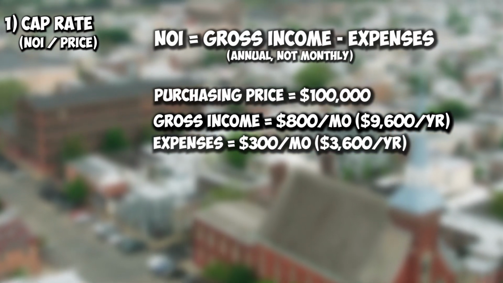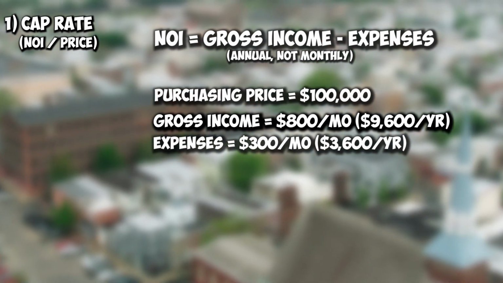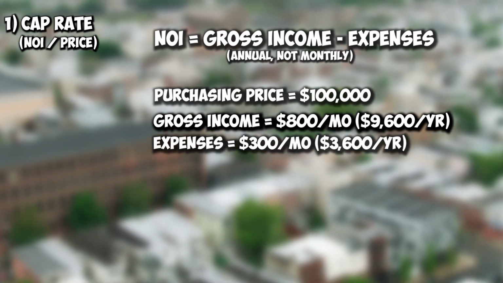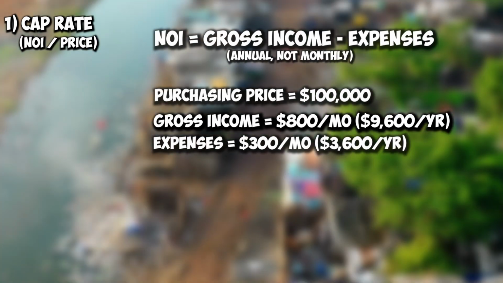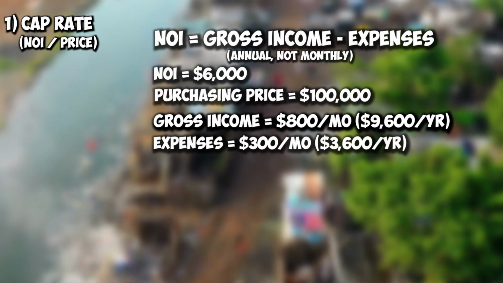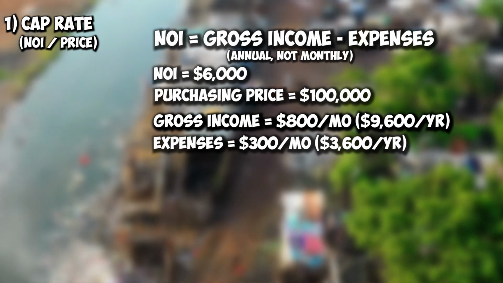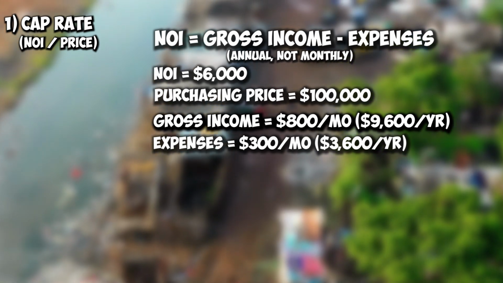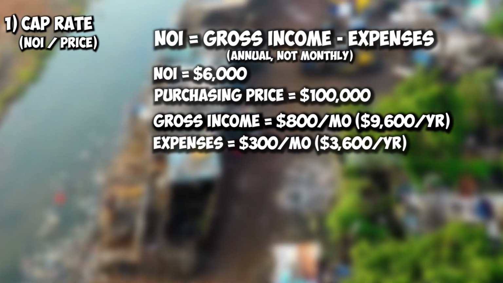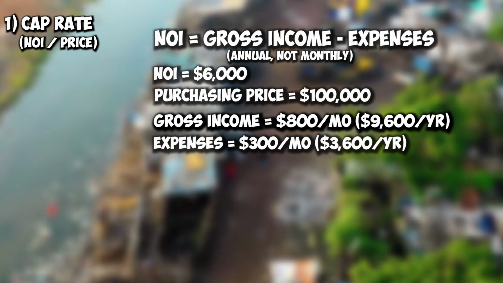Now, in order to calculate your NOI, or net operating income, you take your gross income and you deduct any expenses that you might have. In this case, it's $9,600 minus $3,600, which leaves you with exactly $6,000 in net operating income. That's your profit to keep before tax. And after tax, it's like half of that, but let's not get into that. So you're left with $6,000 in net operating income.